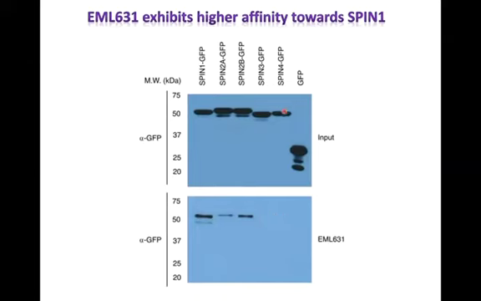and SPIN4. So the main conclusion of this pull down assay is that EML 631 can bind with SPIN1, SPIN2A, and SPIN2B. But the strongest and most specific binding, evident by the thick band, is SPIN1, because you can see it's a thick band here, okay?